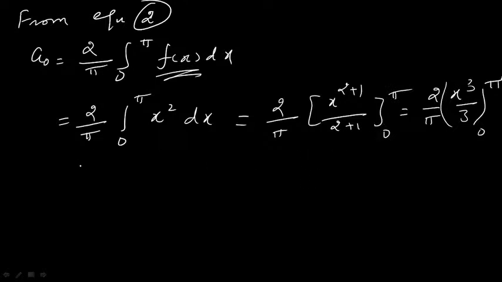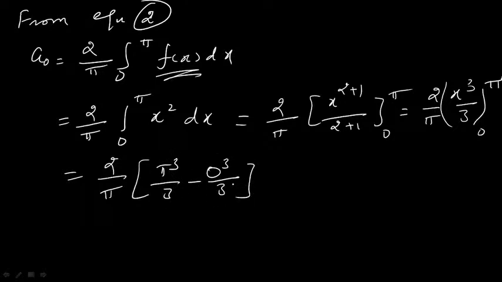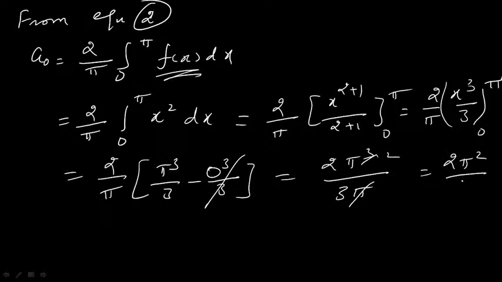So that is equal to 2 by pi. Just replace x by the upper limit, that is pi cube by 3. Next the lower limit 0, 0 cube by 3. So upper limit minus lower limit. After substituting the limits, this term becomes 0, isn't it? Already it has numerator 0. So that is equal to 2 pi cube divided by 3 pi. One of the pi being cancelled, you get only 2 pi square divided by 3. This is the value of your a naught. So a naught is equal to 2 pi square divided by 3.